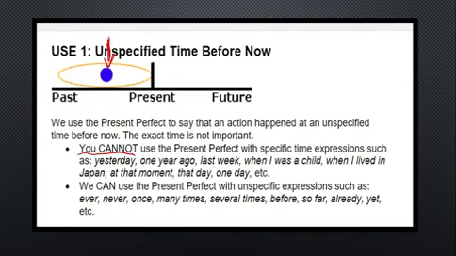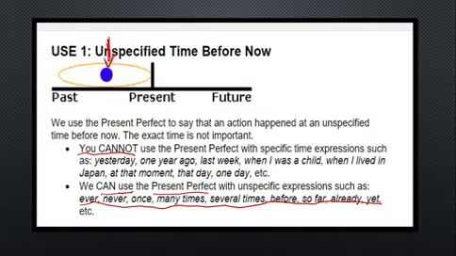Expressions such as yesterday, 1 year ago, last week, when I was a child, when I lived in Japan, at the moment, that day, one day, etc. But you can use the present perfect with unspecific expressions such as ever, never, once, many times, several times, before, so far, already, yet, etc.